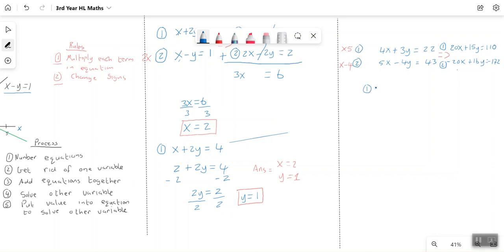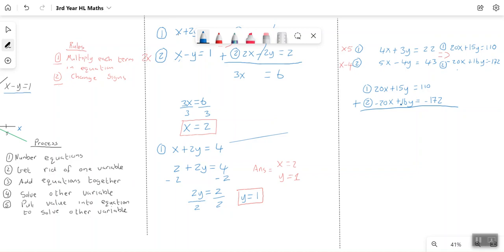So equation 1 is 20x plus 15y is equal to 110. And then this bottom one, 2, is going to be minus 20x plus 16y is equal to minus 172. Okay, so then what we want to do is add these together. And when we add them together, the x term will cancel out. So plus 20x minus 20x just gives me 0.